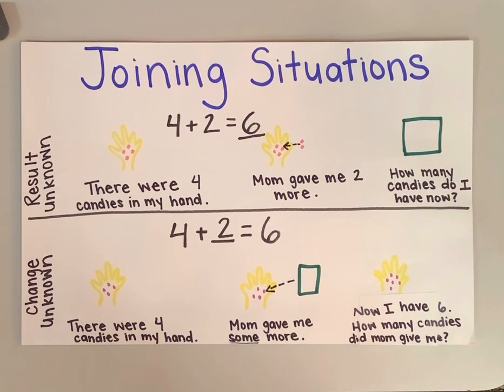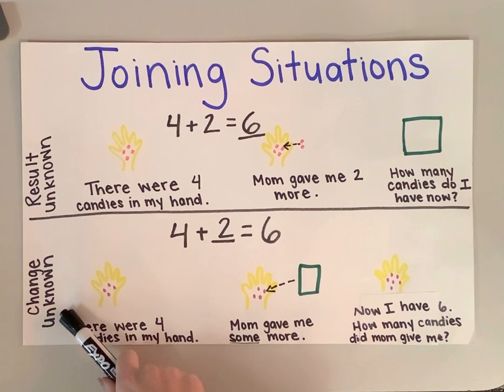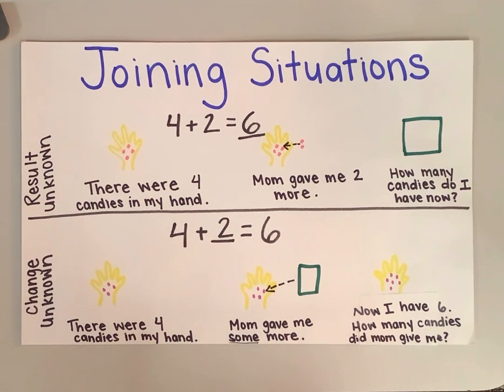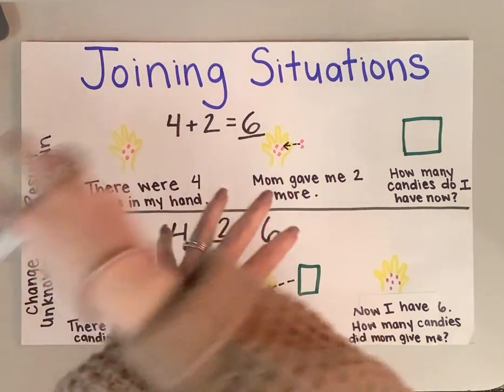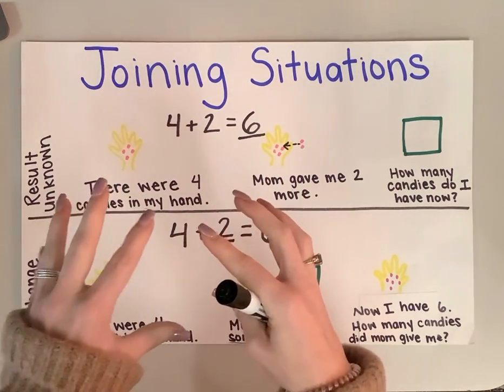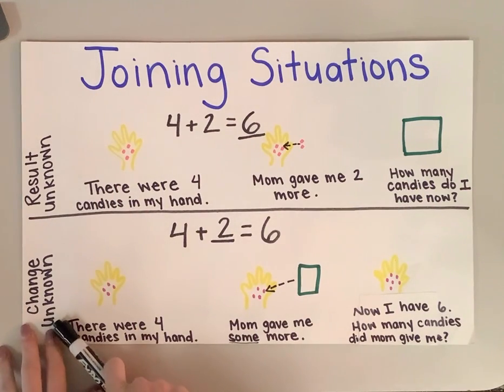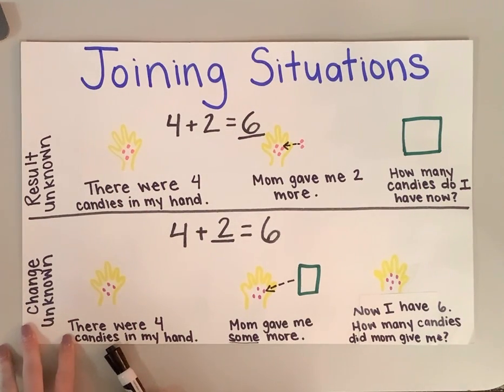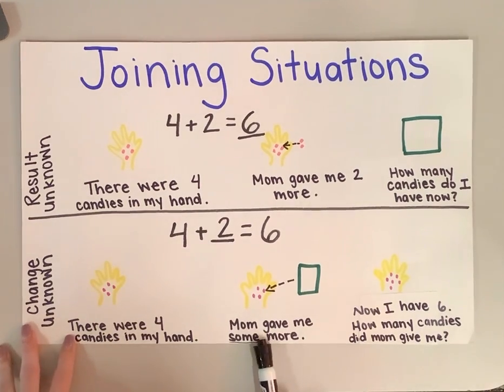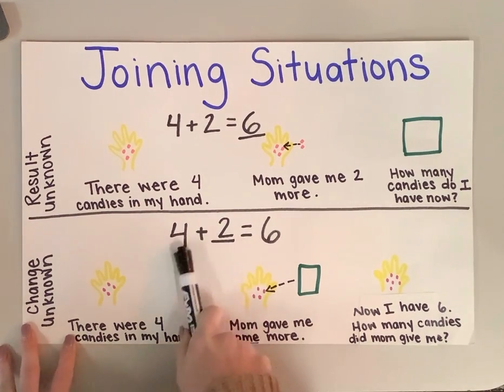Hi, first grade. This week we are learning strategies to help us solve change unknown addition problems. Remember, addition is just the opposite of subtraction. So if subtraction means we're starting with a number and taking away from it, addition means that we're starting with a number and we're adding to it. With change unknown, we start with a number and we add a mystery amount to it. We have to figure out the change to our starting number.